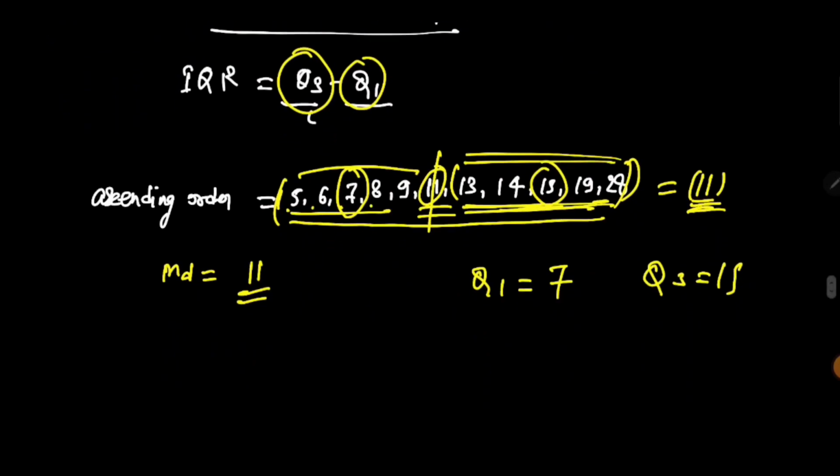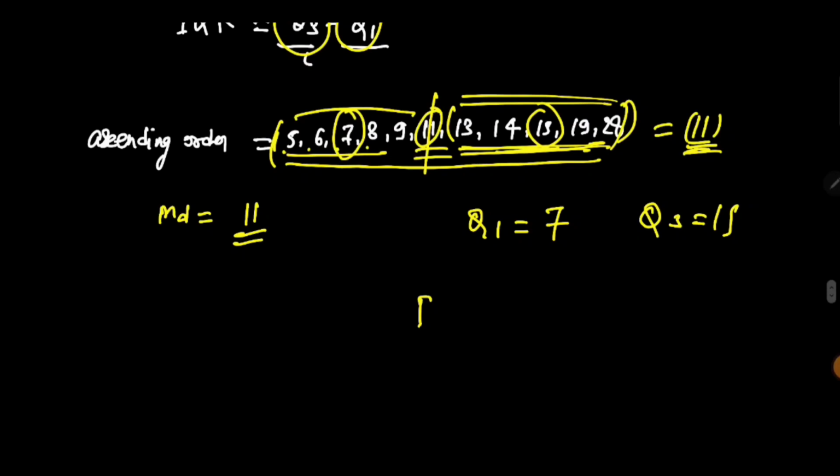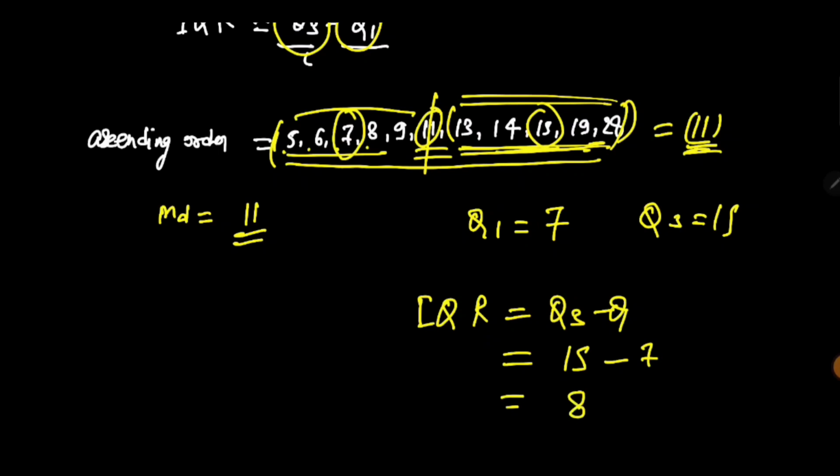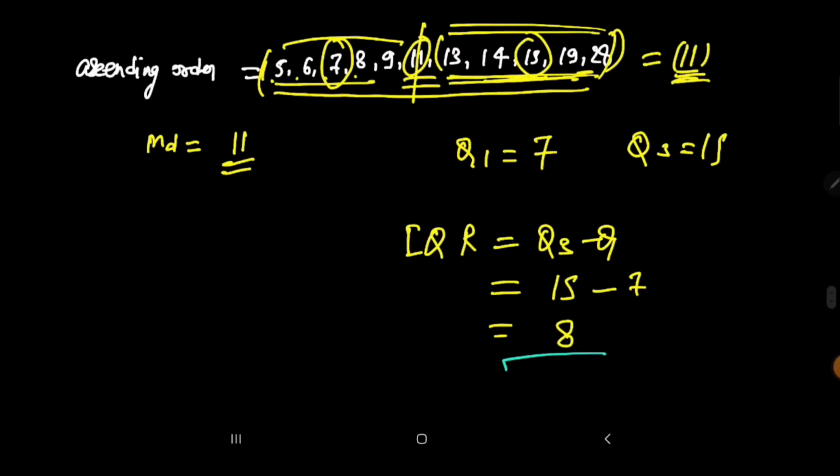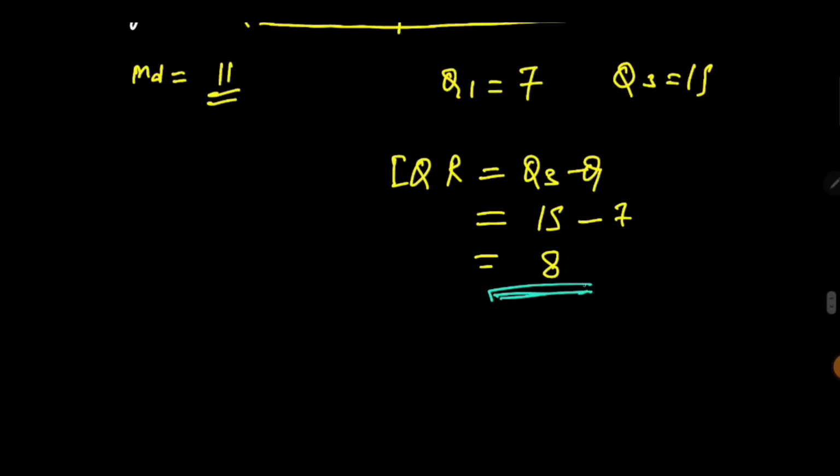So our IQR, that is the interquartile range, will be Q3 minus Q1, and this means it will be 15 minus 7, which is simply 8. So this is our interquartile range. Now we have our interquartile range.